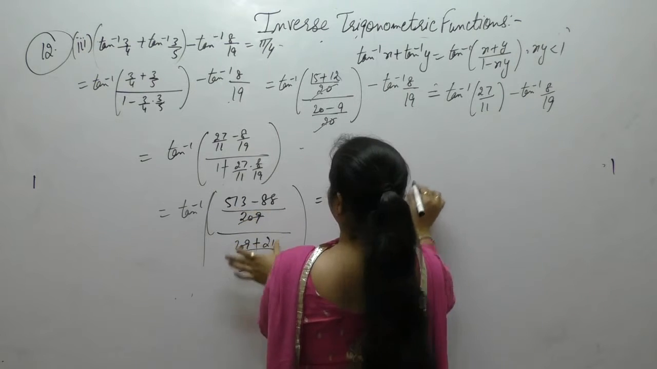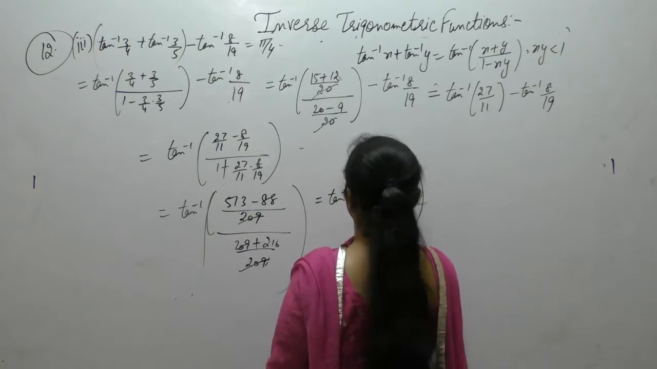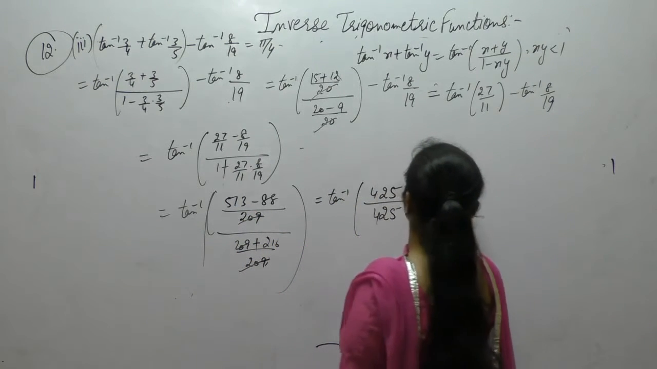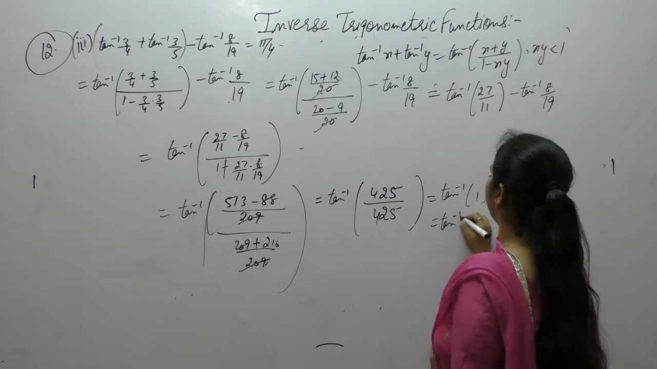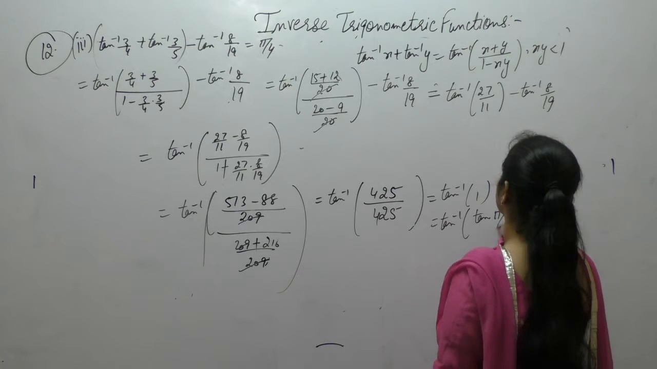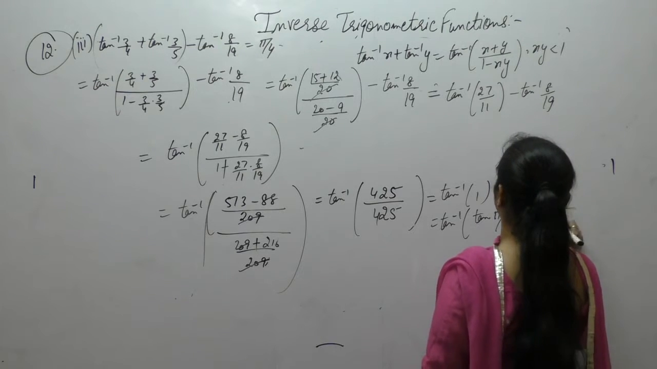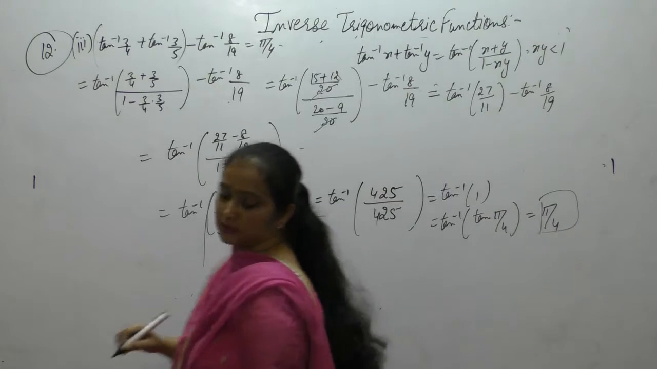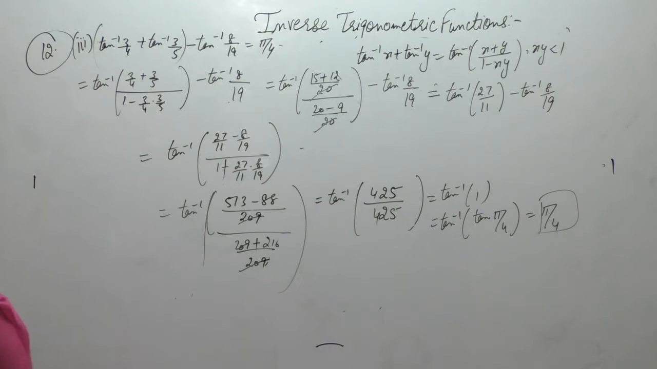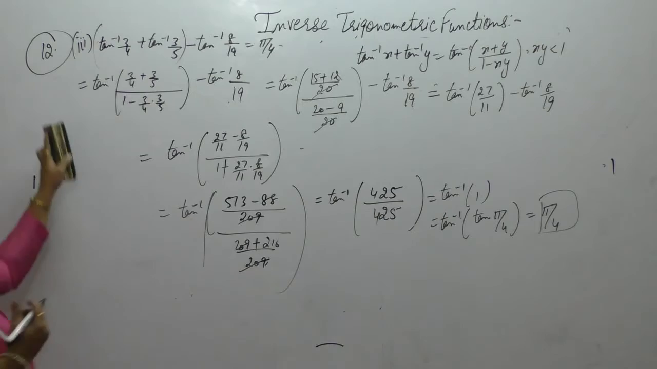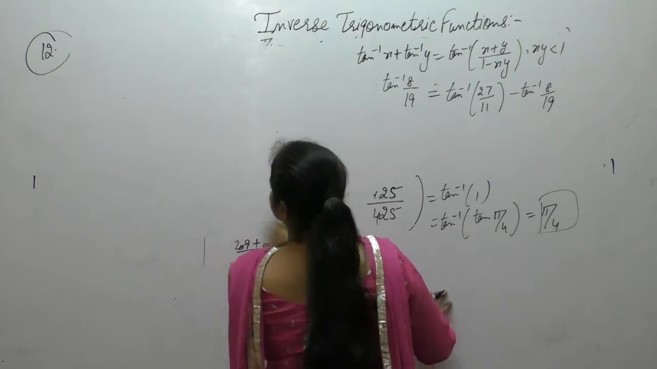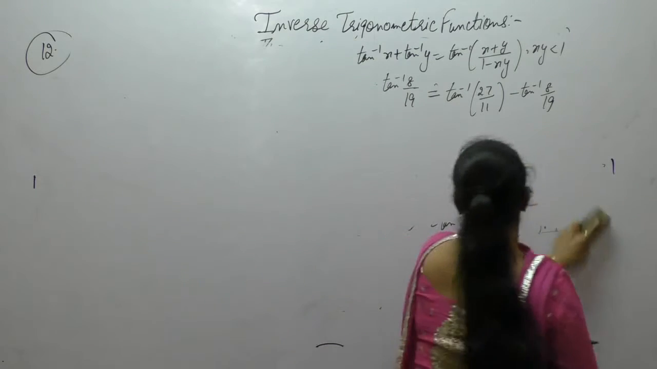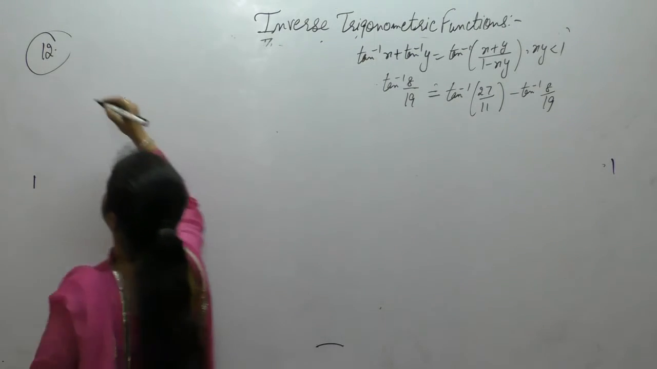Plus 8, 4. 9 plus 6, 1 plus 1 and 2 plus 2. So we get tan inverse 1. And 1 is the value for tan pi by 4. So we get the result as pi by 4. Now fourth part.